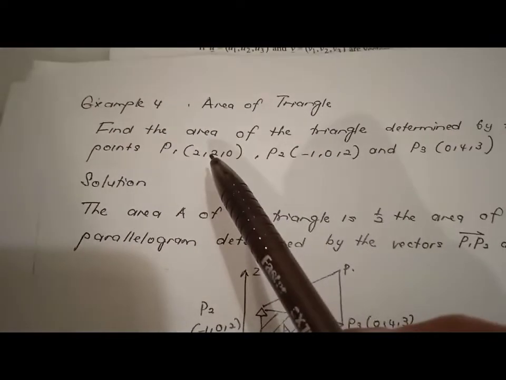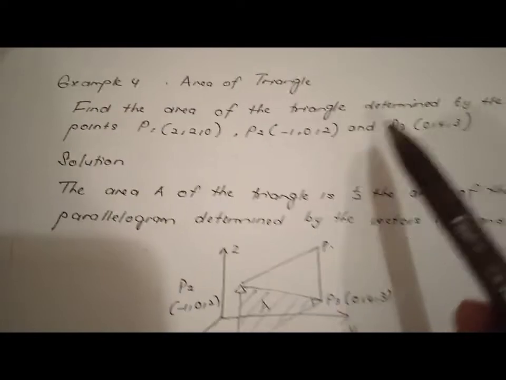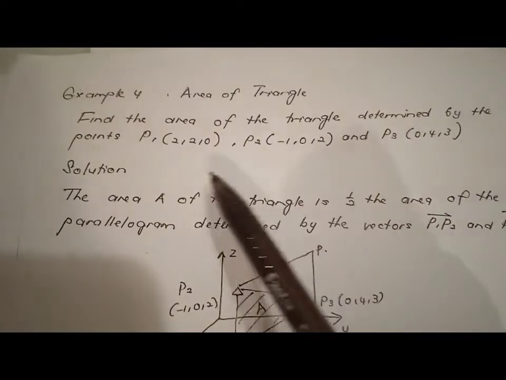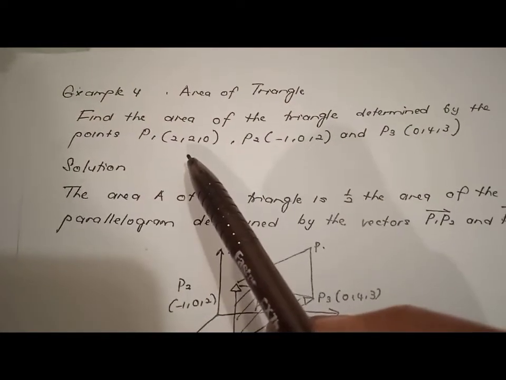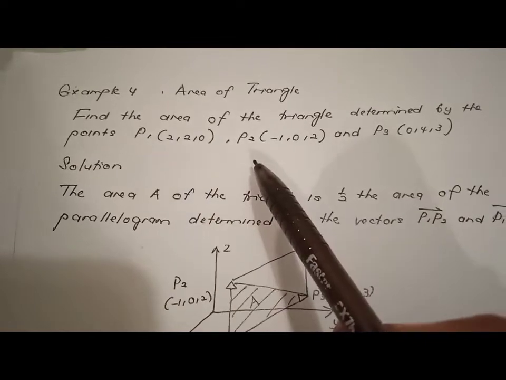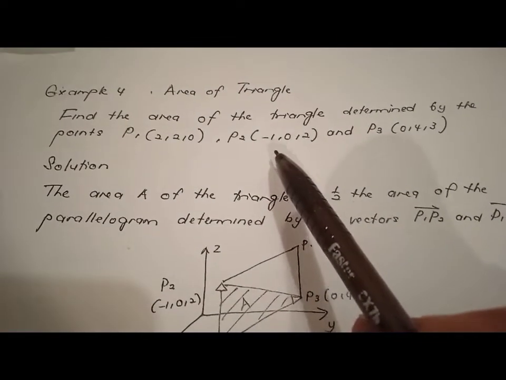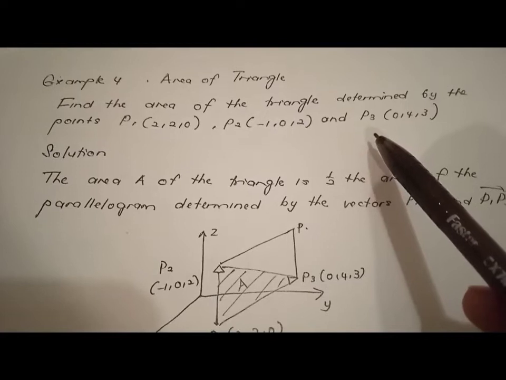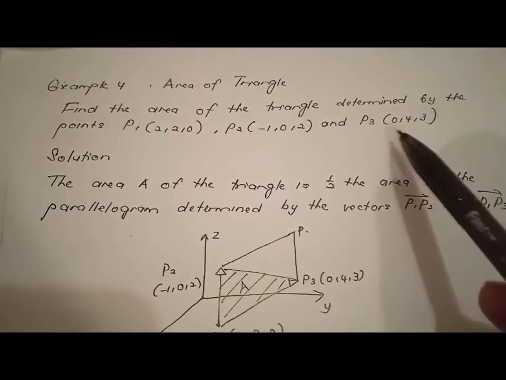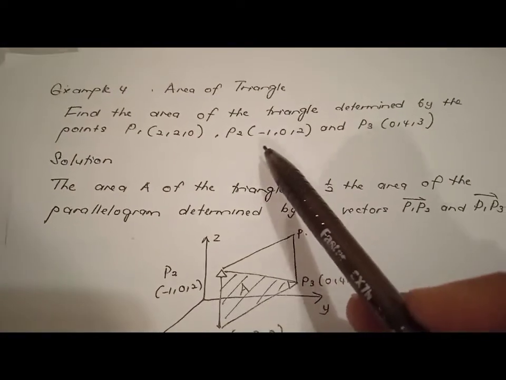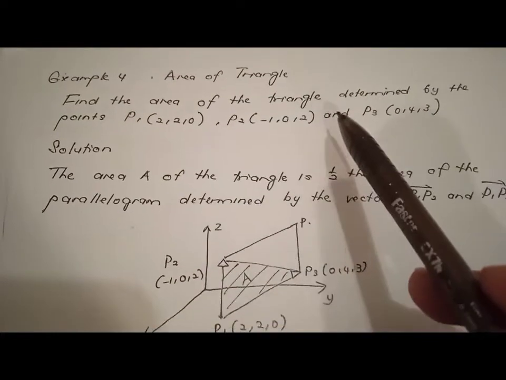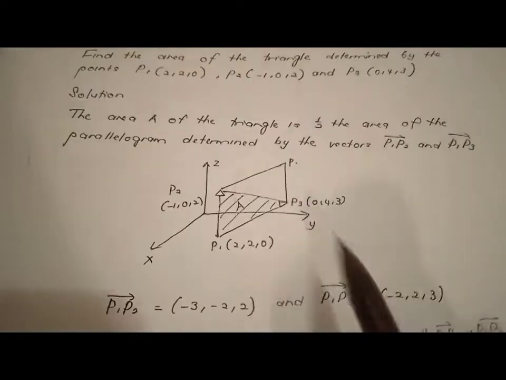Now find the area of a triangle determined by a point P1 given by 2, 2, 0, P2 given by negative 1, 0, 2, and P3 given by 0, 4, 3. So now we want to find the area that is covered by these 3 points. Okay, so how do we do this?